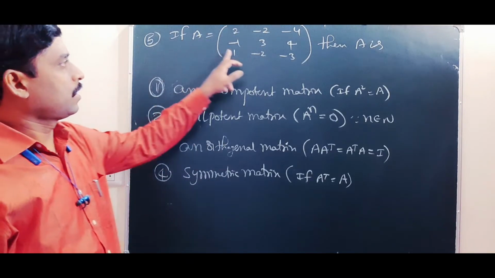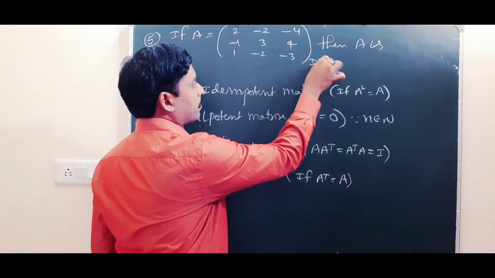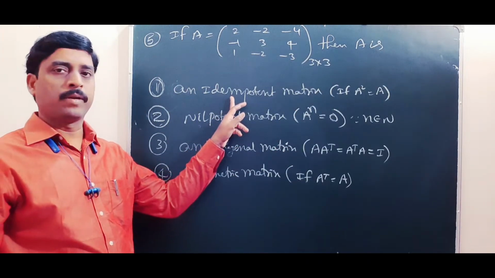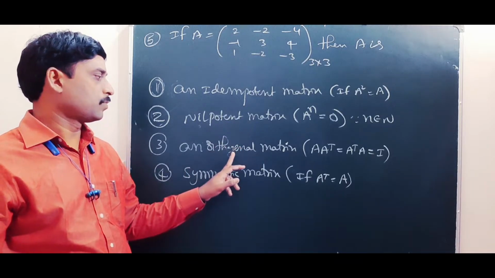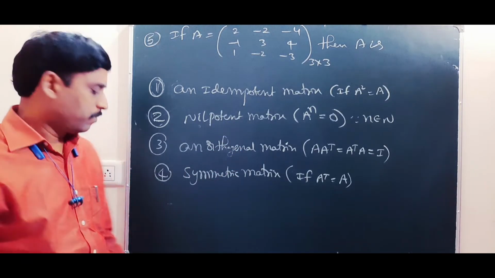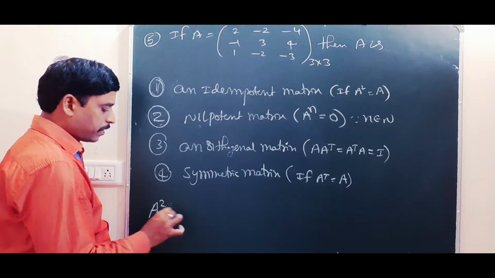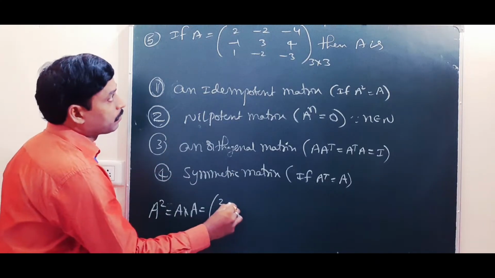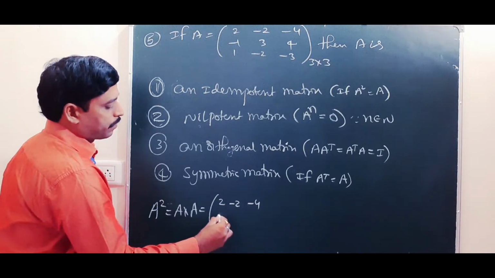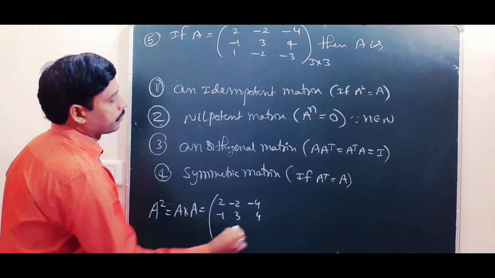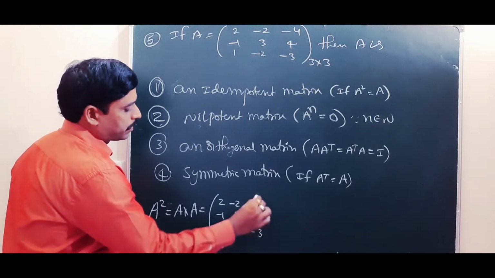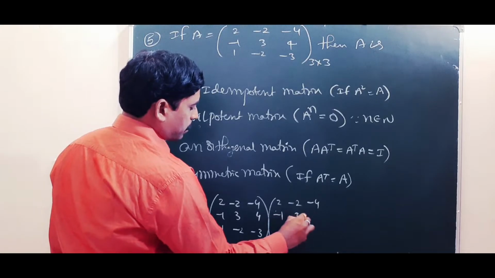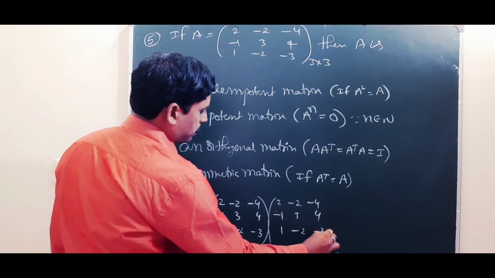In this statement, a 3 by 3 matrix A is given and 4 options are given: idempotent matrix, nilpotent matrix, orthogonal matrix, symmetric matrix. First we have to find A square, A into A. What is A given? 2, minus 2, minus 4, minus 1, 3, 4, 1, minus 2, minus 3, into the same matrix.